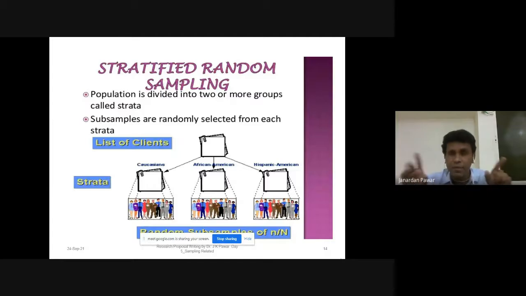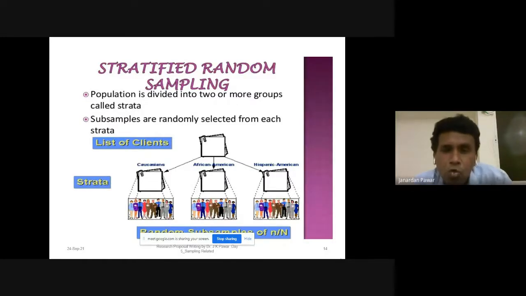Nothing but certain qualities. On the basis of those qualities, we make groups. Remember, stratified random sampling means what? On the basis of certain groups, sometimes we go for two groups, sometimes more than two groups. It depends upon the nature of the population that we have.